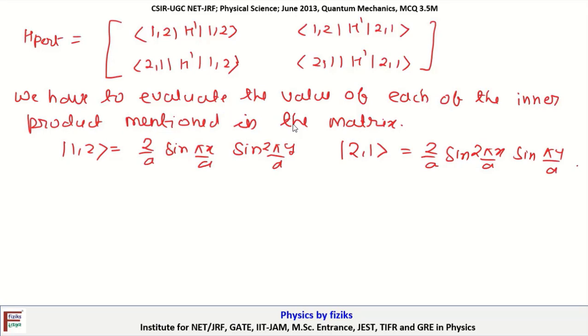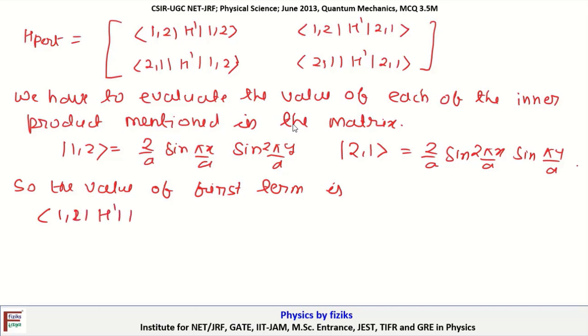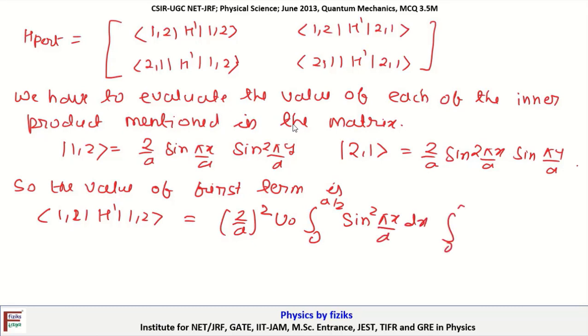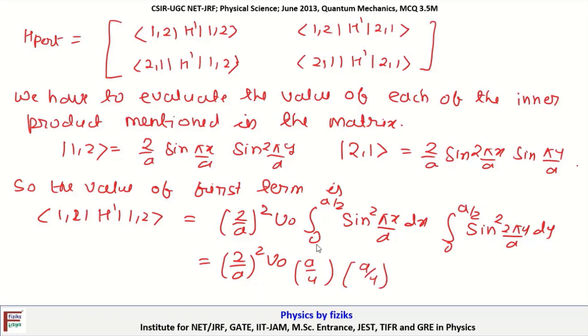Now, the value of the first term, 1, 2 H dash 1, 2, is equal to 2 by a whole squared V0, integral 0 to a by 2 of sine square pi x by a dx, times integral 0 to a by 2 of sine square 2 pi y by a dy. We note the value of the first integral is a by 4, the value of the second integral is a by 4, so we would get V0 by 4.